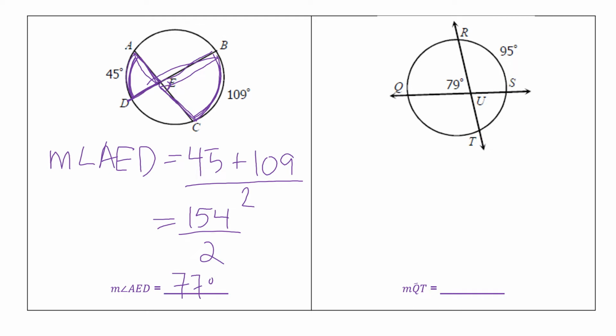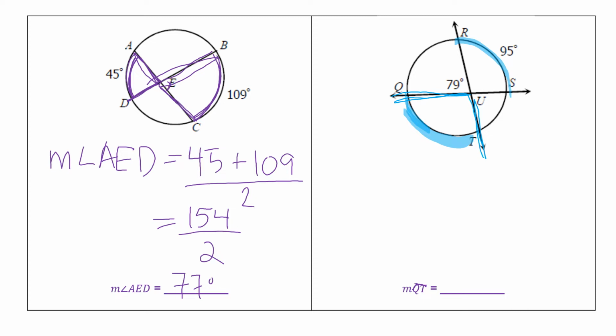In our next picture, we're looking for, and for some reason it kind of got cut off, but that should be an arc, the measure of arc QT. So QT is this arc right here. We do know the measure of arc RS, which is the intercepted arc of the vertical angle. If we look a little bit closer, QT is intercepted by angle QUT. We don't know that angle, but we can find it because we do know that angle RUQ is 79 degrees and they're a linear pair.